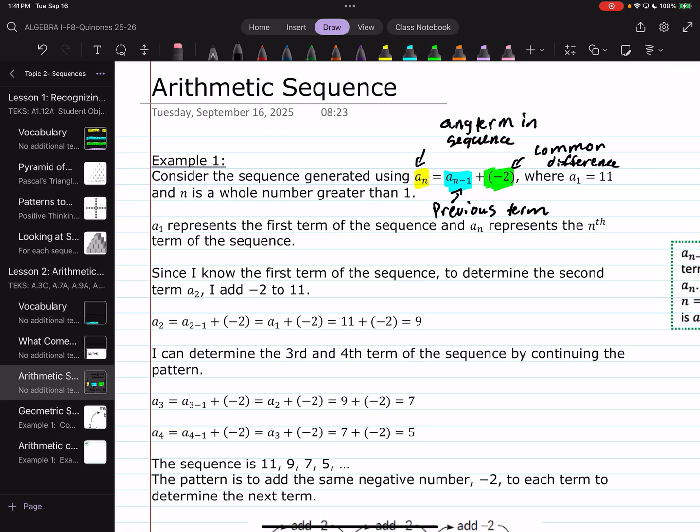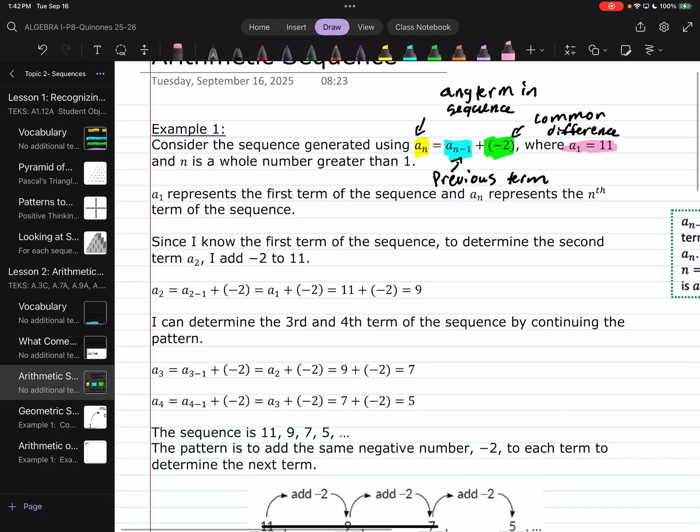Okay, so let's elaborate on this. We are told that a sub 1 is equal to 11. So what does this mean? A sub 1 means it's the first term in my arithmetic sequence. Again, a sub 1 is the first term in my arithmetic sequence. A sub n means any term in the sequence. Could be the next one, could be the third one, the fourth one, could be the 100th one, could be the 6th, 7th one. No? All right.